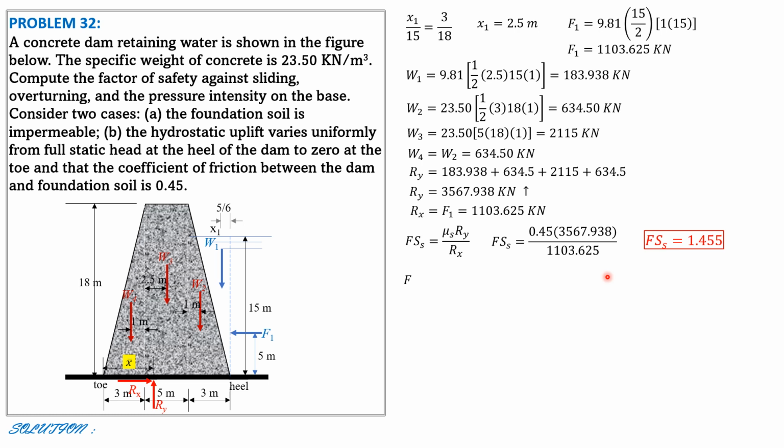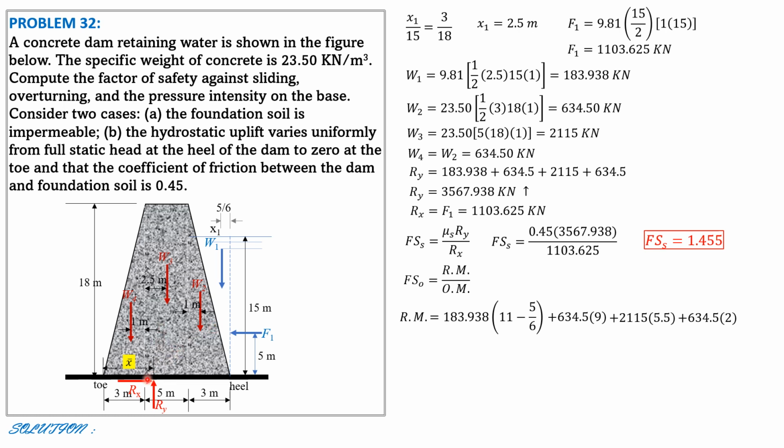Factor of safety against overturning is righting moment over overturning moment, where righting moment is the moments due to the weights. In this figure, these are clockwise moments. So righting moment equals weight 1, 183.938 times quantity 11 minus 5 over 6. 11 is the width of the base of the dam, 3 plus 5 plus 3, capital B. Then minus 5 over 6, plus weight 2 times 3 plus 5, 8 plus 1, 9. So plus 634.5 times 9, plus weight 3, 2115 times 3 plus 2.5, 5.5. So plus 2115 times 5.5, then plus weight 4, 634.5 times 2.